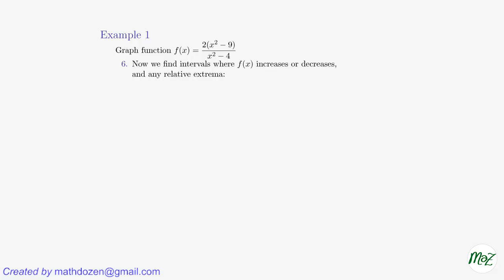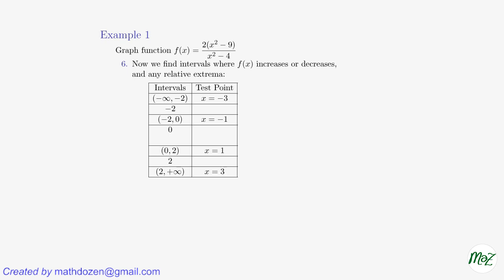Now that we have the formula for the derivative, we work on finding intervals where f of x increases or decreases. So we set up all those intervals, the interval from negative infinity to negative 2, interval from negative 2 to 0, interval from 0 to 2, and the interval from 2 to positive infinity. We choose test point at each of those intervals, negative 3, negative 1, positive 1, positive 3, and test what happens to the derivative everywhere.